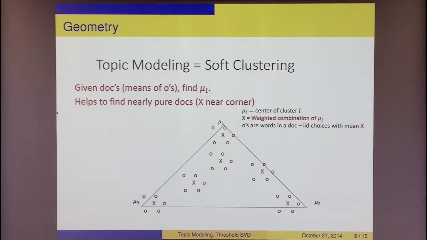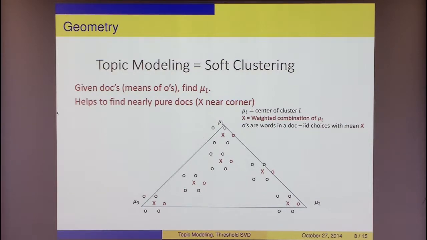They can be outside the triangle. Okay. Now, what we are given is these circles, no crosses, and we have to find the corners. Clearly, as you can see from this picture, it would really help us to find what are called nearly pure documents. A pure document is on only one topic. So if I have a cross sitting at a corner, that'd be a really pure document. That's a document just on sports or just on politics and so on and so forth, right?